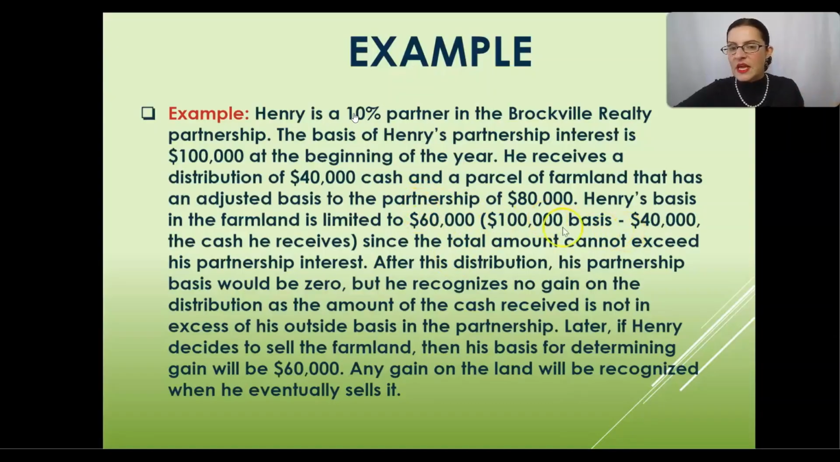What ends up happening is his basis is reduced by the cash first, and then any remaining basis is transferred to the farmland. So his basis in the farmland is now $60,000. And he doesn't recognize any gain or loss on this distribution, but his basis in the farmland is $60,000. If he just holds on to it, then this is not a taxable event. He will only recognize gain or loss if he later sells the farmland, when he eventually sells it or disposes of it or whatever. So this in itself is not a taxable event to Henry.